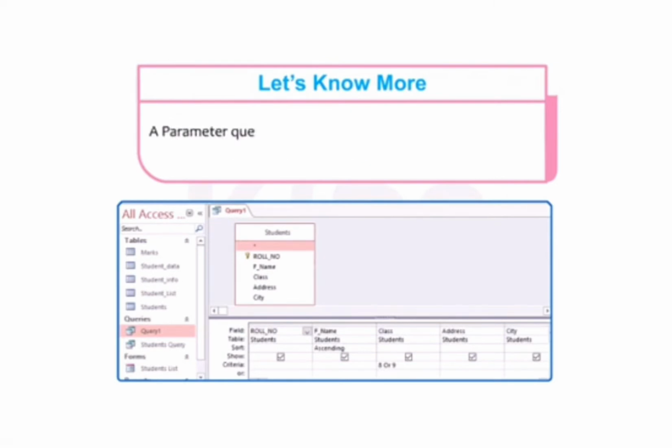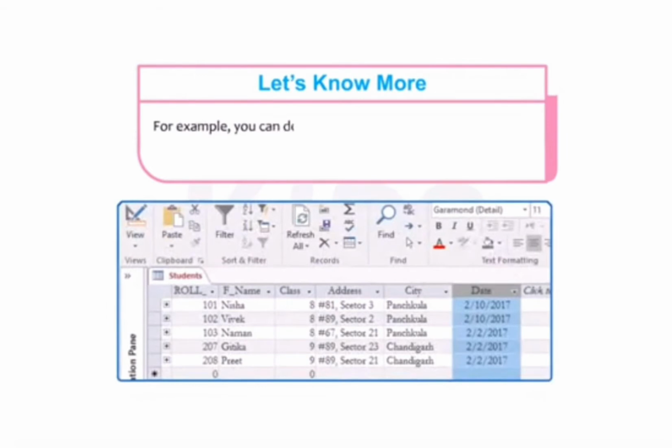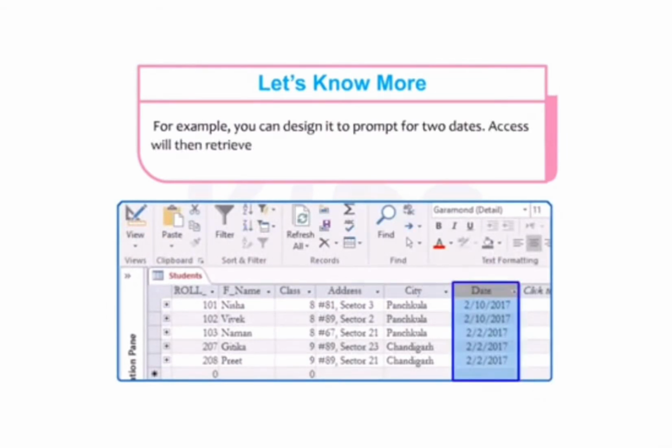A parameter query is a type of select query that prompts you for input before it runs. The query then uses your input as criteria that controls the results. For example, you can design it to prompt for 2 dates. Access will then retrieve all data with values between the 2 specified dates.